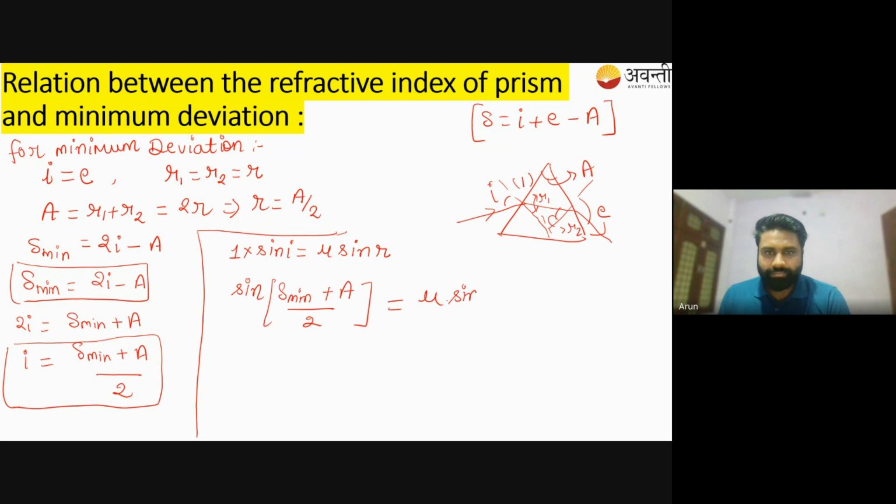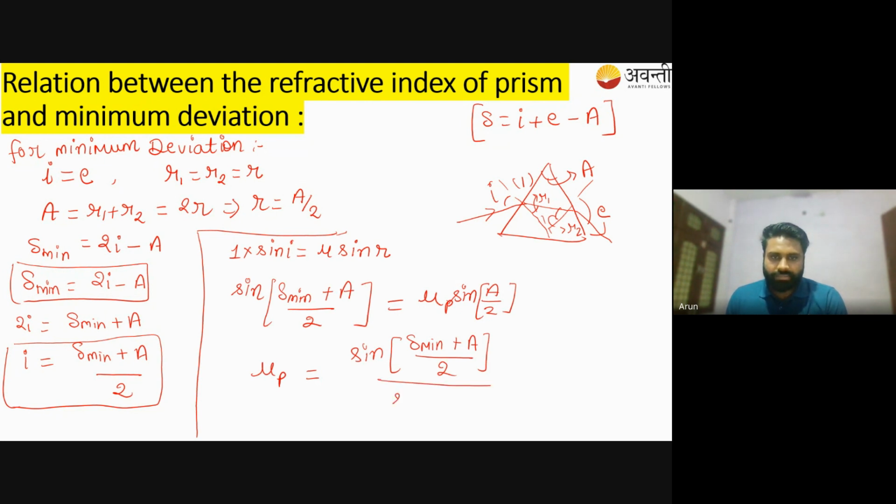Sine r is nothing but sine r. What is the value of r? It is A by 2. So from here you can say that mu of prism, mu p, is equal to sine of (delta minimum plus A) divided by 2, divided by sine of A by 2. Got it?